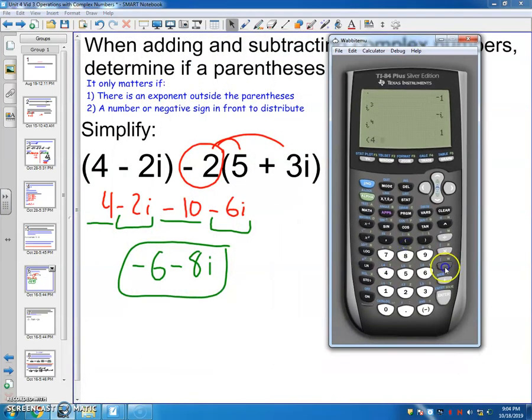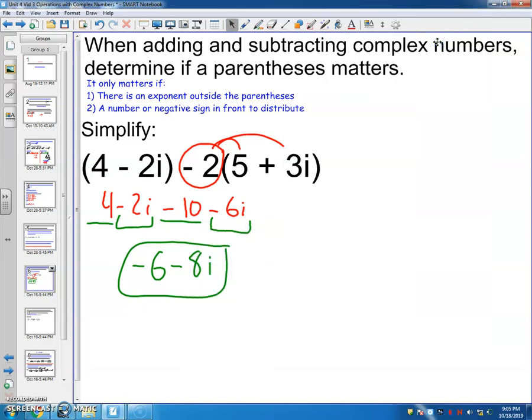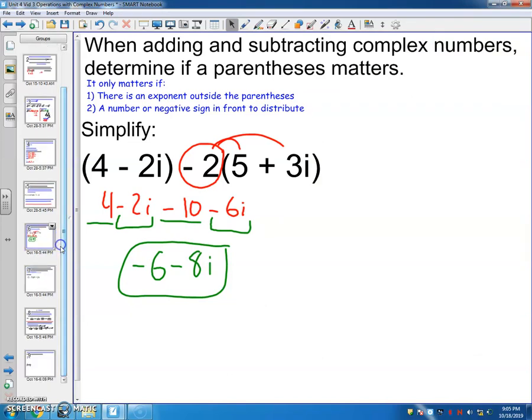I can write parentheses 4 minus 2, second i, minus 2 parentheses 5 plus 3, second i, and it tells me the answer is negative 6 minus 8i. Alright, so adding and subtracting are the same thing. Just again, determine if the parentheses matter, distribute if you have to, then combine like terms.